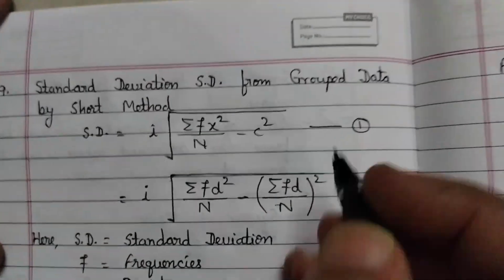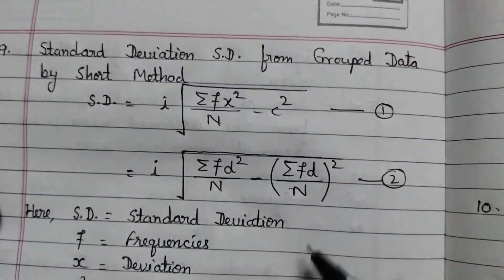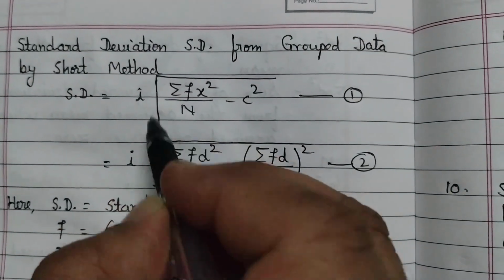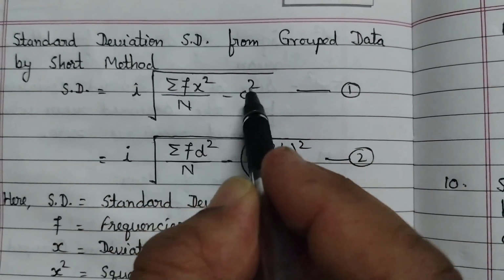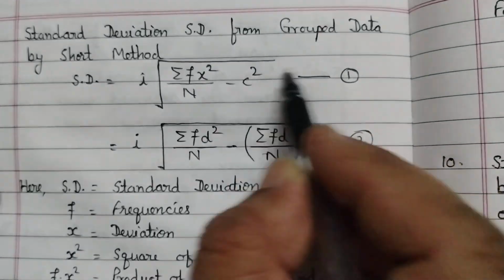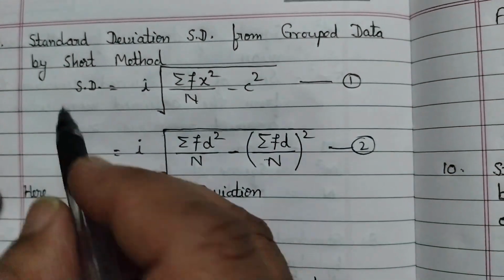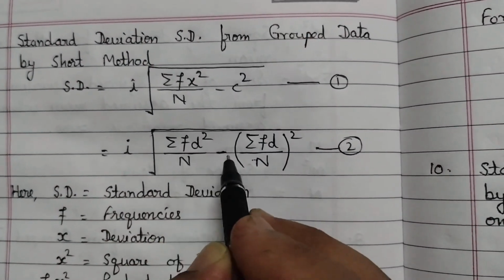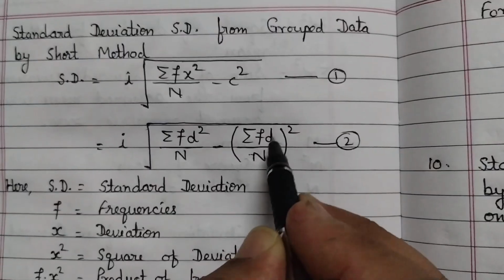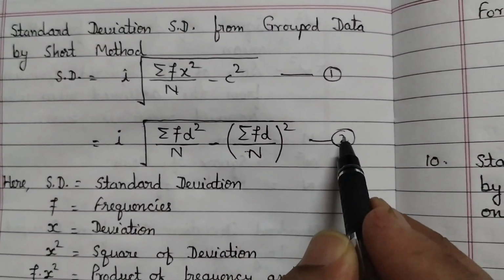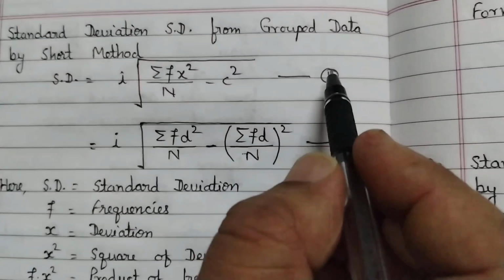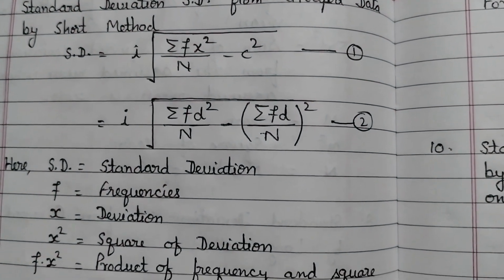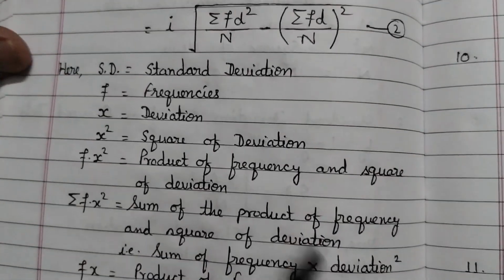Now standard deviation from group data by short method. There are three formulas for this calculation. SD is equal to I within square root summation fx square by n minus c square, equation number 1. This is one way to calculate SD. Second one is I under root summation fd square by n minus within bracket summation fd by n whole square. This is equation 2. So in this way we have two equations, and later on we will take up one more equation. So standard deviation from group data by short method is calculated by three equations.